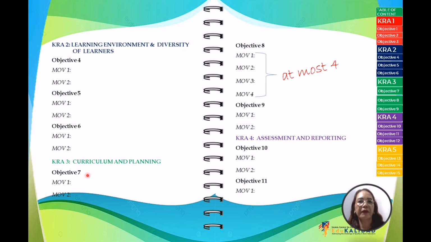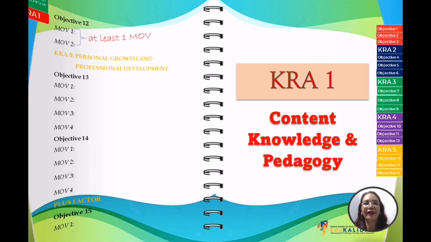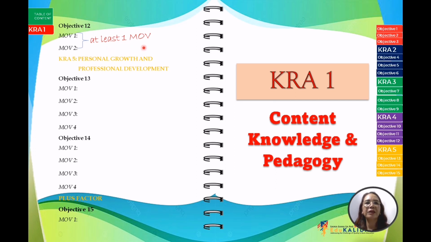MOVs. CRA 3, Curriculum and Planning, may tatlong objectives, Objective 7, Objective 8, Objective 9. Sa Objective 7, may dalawang MOVs, Objective 8, at most 4. Objective 9, dalawa. And for CRA 4, Assessment and Reporting, may tatlong objectives din dito. Objective 10, Objective 11, and Objective 12. Sa Objective 10, dalawa ang kailangang MOVs. Objective 11, isa lang. Objective 12, at least one MOV.